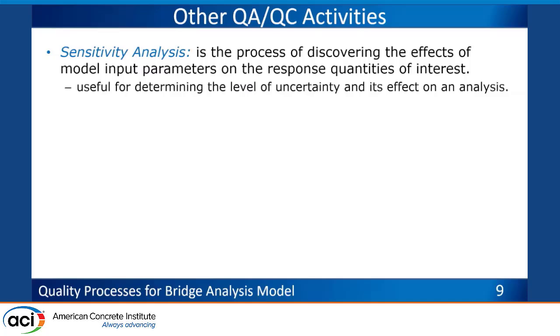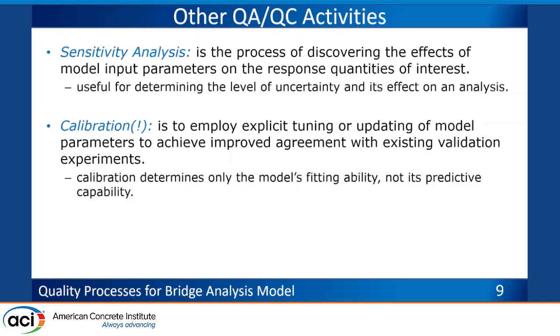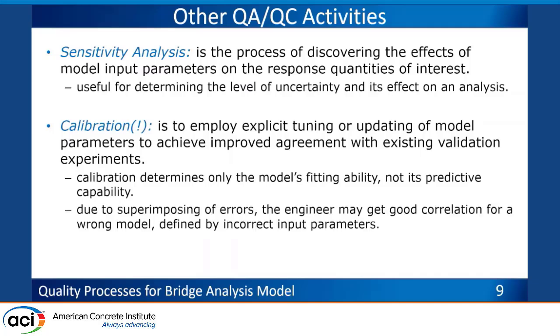involving explicit fine-tuning or updating the model to match the agreement with the experiments or with some other validated results, right? So this determines the model's fitting ability, but you might also be superimposing errors. You make more mistakes, but you get the right result, right? So this might happen. You would discover this is the case once you model some other structure.